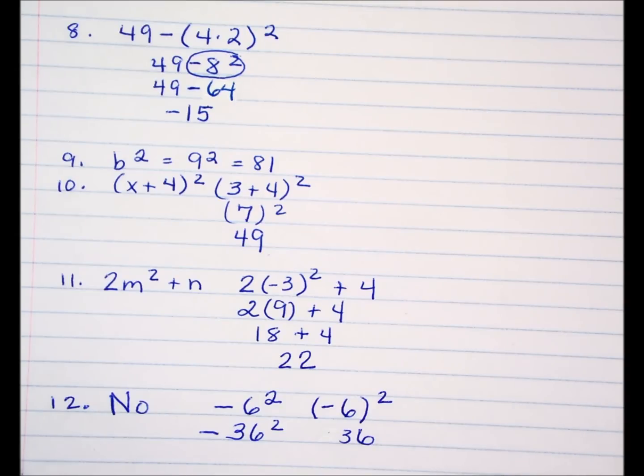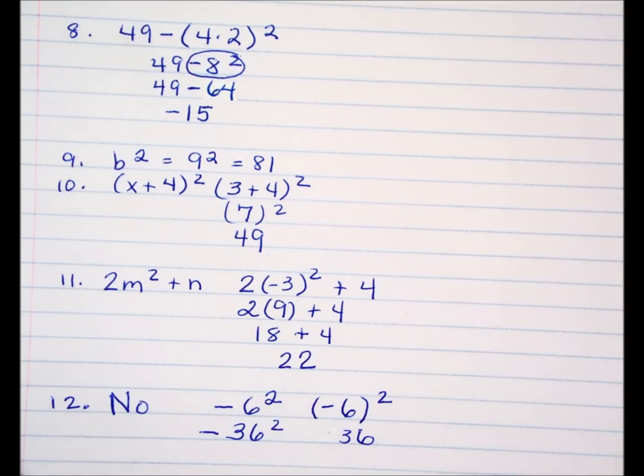Then in number 11, it gave you 2 variables to change. M equaled a negative 3, so we needed to put that in parentheses because it was a negative 3, and not the opposite of 3. And then plus n, which was 4. So we had negative 3 times negative 3 is 9. So we have 2 times 9, which equals 18. And 18 plus 4 equals 22. All following the order of operations.